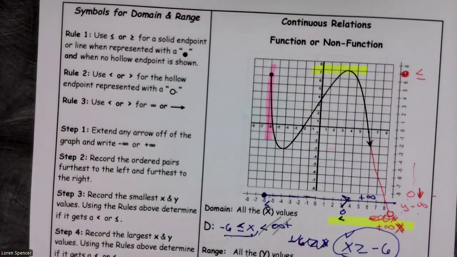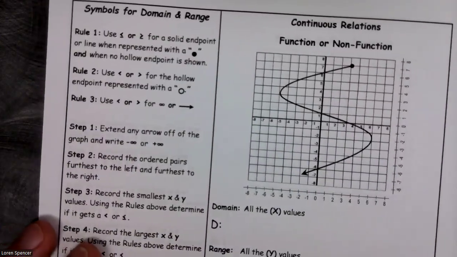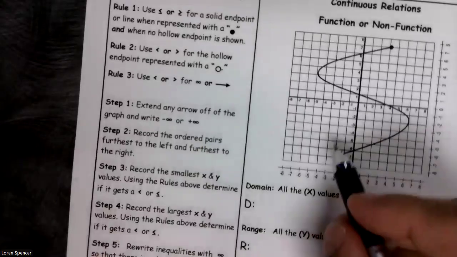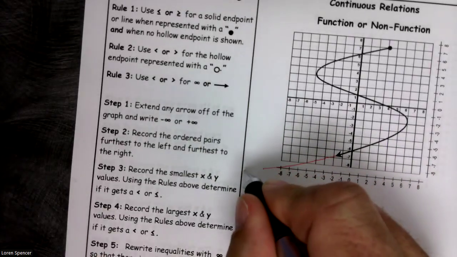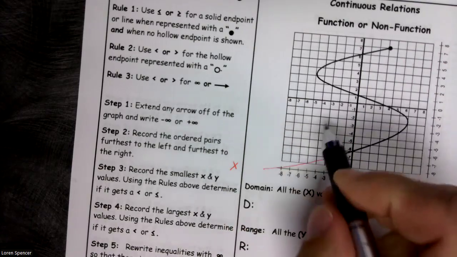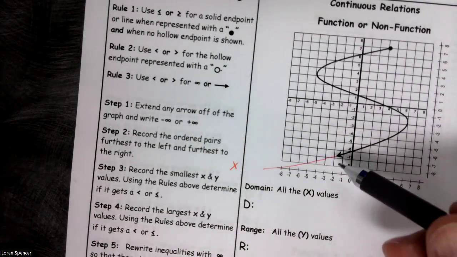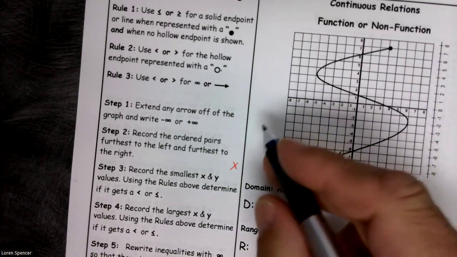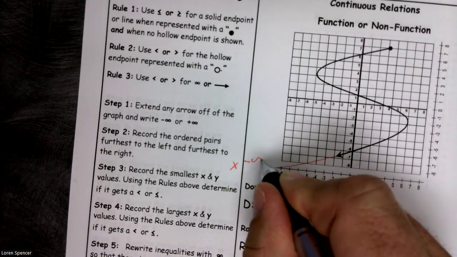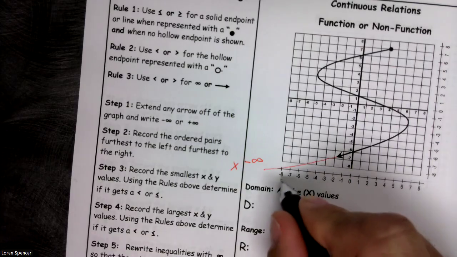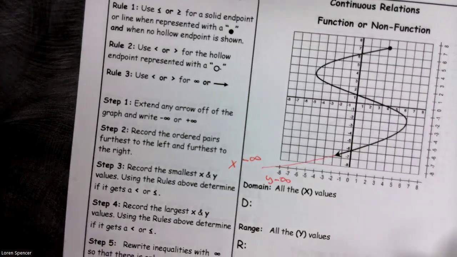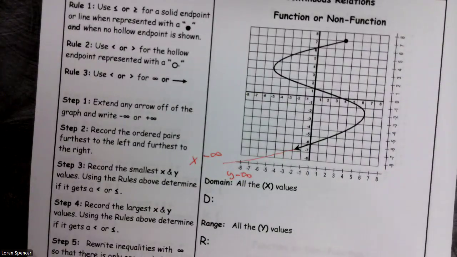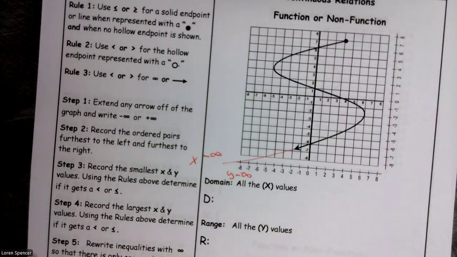So let's continue on. Try another one. All right, so what's happening here? Well, this arrow is going this way. In the x direction, it's continuing on, negative, negative, negative, becoming more negative. So the x direction is going to negative infinity, and the y direction is also going to negative infinity.